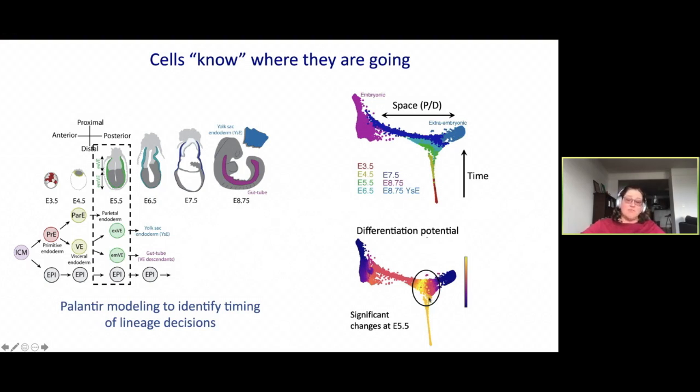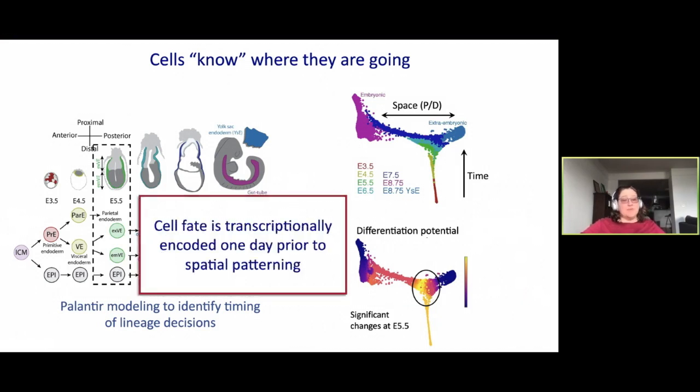And we really see that even before there's a morphological change, one day earlier than we thought, at 5.5, the cells still are beginning to make their decisions right here, looking at the degree of plasticity and where it's lost. And generally speaking, if we look at every single stage, we see that cell state is transcriptionally encoded one day prior to us being able to see in the microscope the spatial patterning and the difference, and before the spatial differences begin to occur and be visible under the microscope.